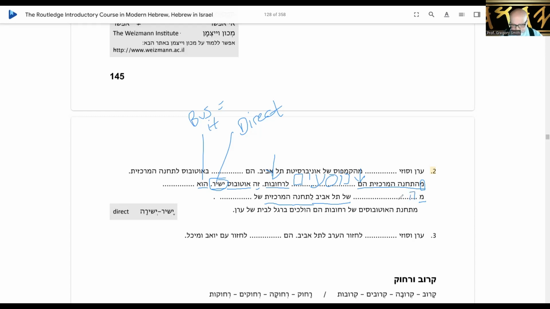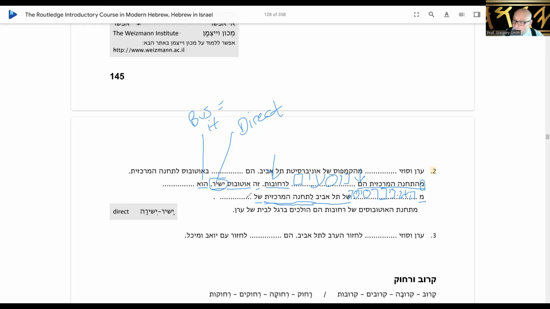Remember, this is all connected. So we're going to put Universita with a vet, resh, a samek, and a tet. And then a hey. Okay, Meha Universita, Shel Tel Aviv, belonging to Tel Aviv. Letakana HaMerkazit, to the central station, belonging to what?